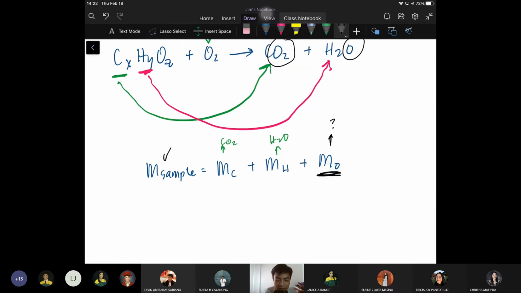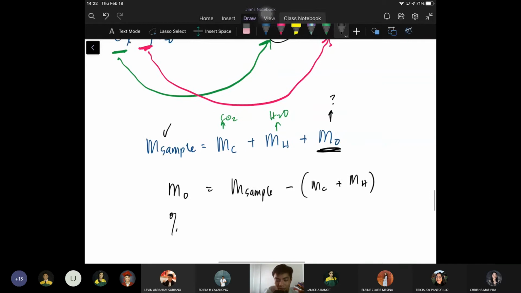How? Given kasi ito parati, di ba, yung mass ng sample. So, gagawin mo lang, you have to rewrite the equation to get mass of oxygen, and that will be given as mass sample minus the sum of mass carbon plus mass hydrogen. Basically, hahanapin mo ano yung kulang para maging equal yun sa mass ng sample. That will give you the mass of oxygen. And to get the percent weight of oxygen, that is just the mass of oxygen divided by the mass of your sample times 100%. Okay.